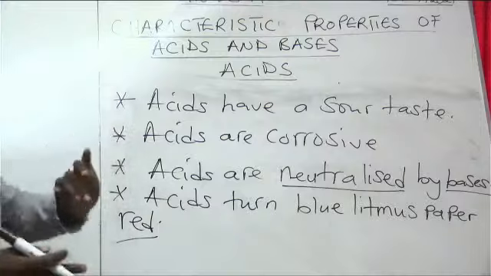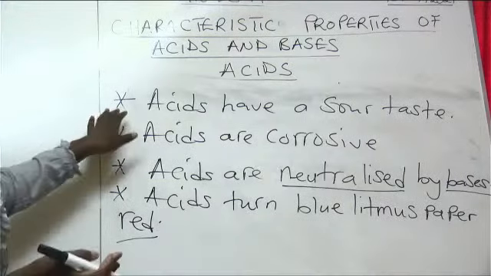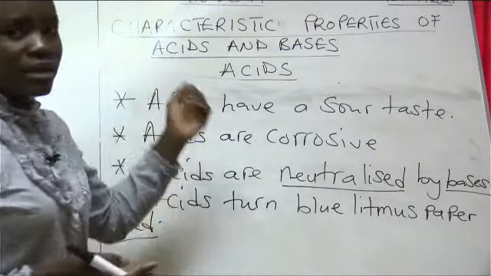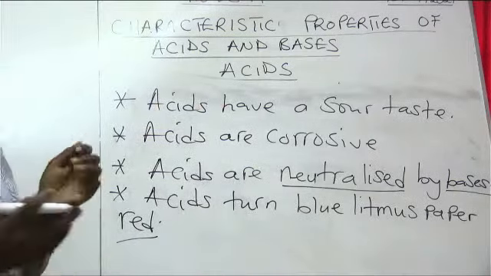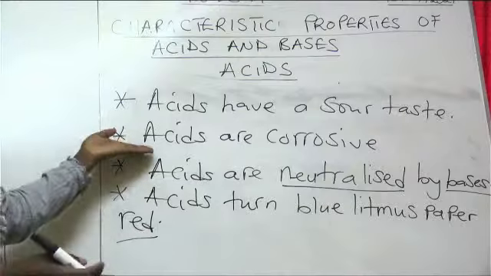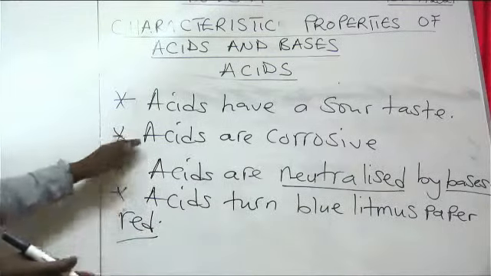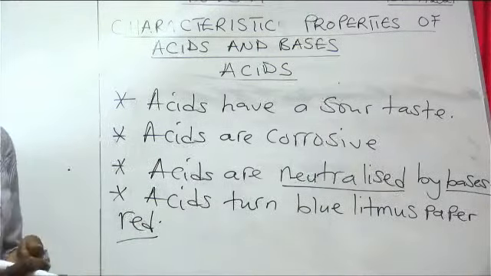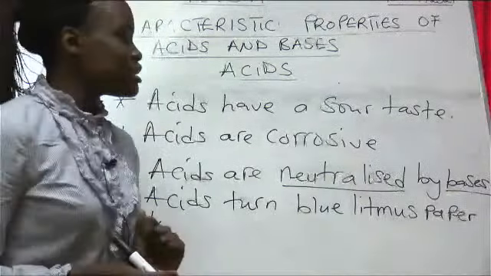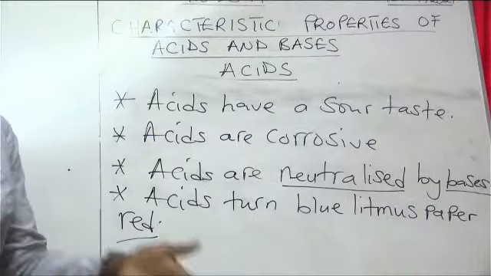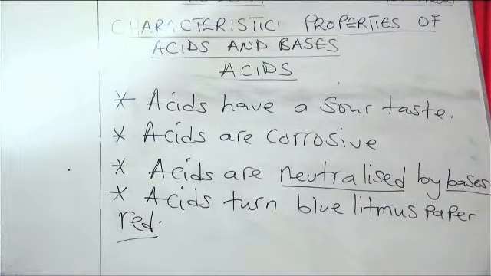For those acids that we eat, they have a sharp sour taste. I gave an example of the taste that we get from oranges and lemons. Then those acids that we cannot eat are very corrosive and dangerous; they even burn the skin. An example of an acid which we cannot eat is sulfuric acid or hydrochloric acid.